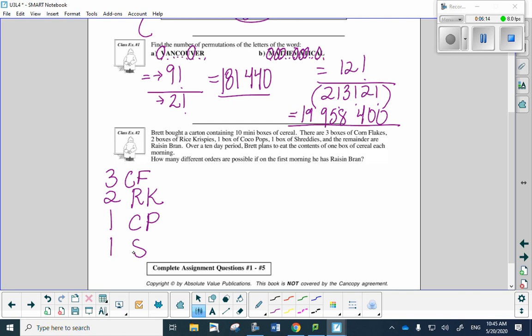And how many days are there? There's 10. So 3 plus 2 is 5, 6, 7. And then the first day he's planning to eat Raisin Bran. So then that leaves only 2 Raisin Brans after day 1. So 2 Raisin Bran after day 1.